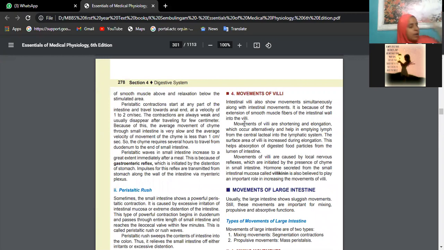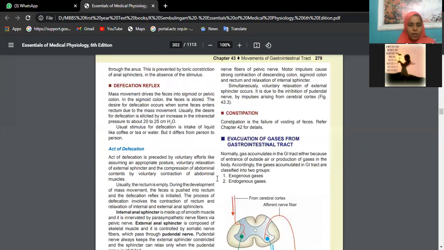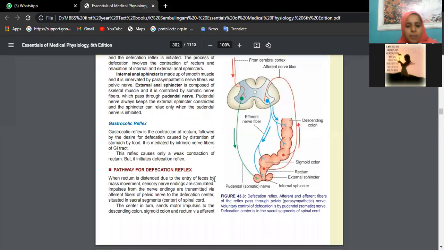So we know the lining epithelium is columnar cells, isn't it? And each columnar cell will show finger-like projections, which are nothing but villi. So these intestinal villi will be moving, isn't it? And that also will allow the movement of food in the lumen of small intestine. Okay, so that is all about movements, and there is a question which is functions of large intestine.